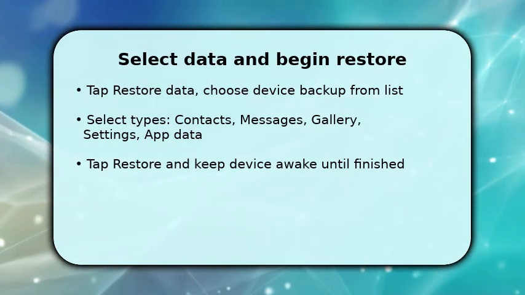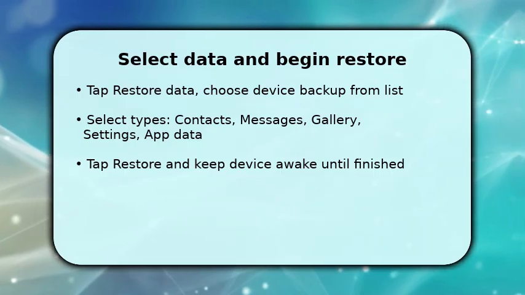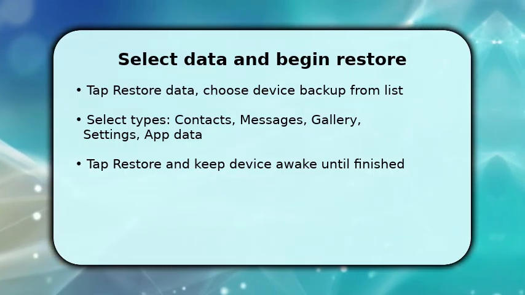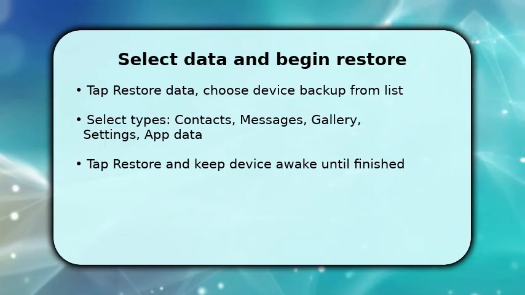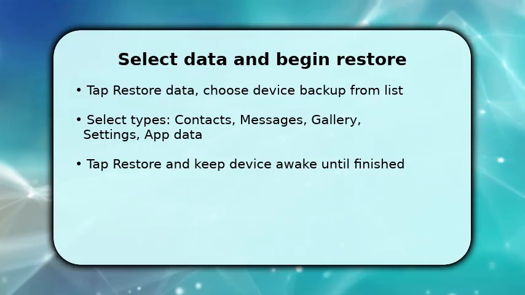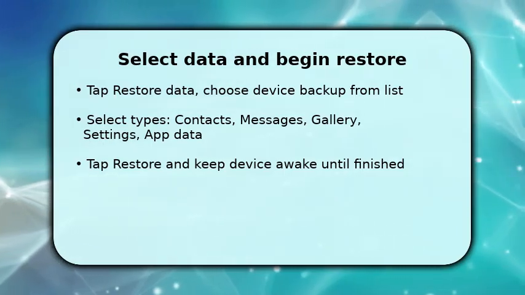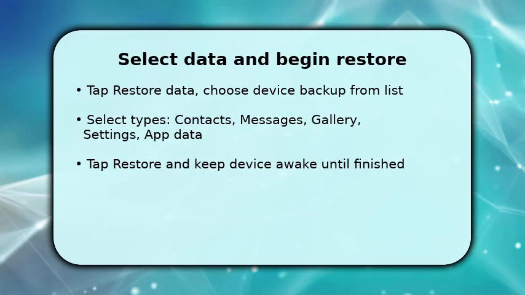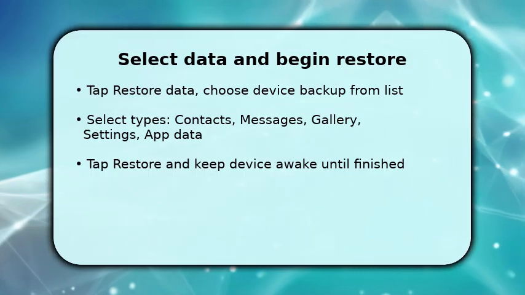Next, pick specific data types: contacts, messages, photos, settings, and app data to limit restore time. This also avoids overriding recent items you want to keep. After selecting, press Restore and monitor progress. Keep the screen on and stay on Wi-Fi.